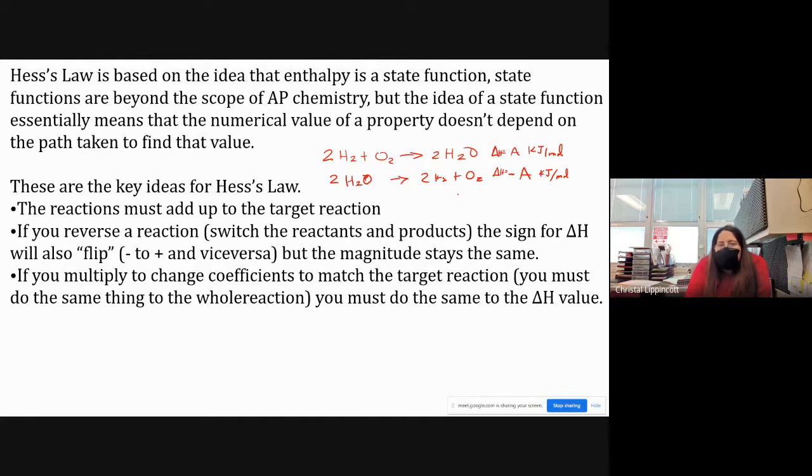Now, sometimes to make this work, you have to multiply to change coefficients to get things to cancel out. Do you remember having to do that previously? Same thing holds true here. Then you end up just multiplying the delta H value by whatever coefficient that was. So if we were to take this and multiply the whole thing by 2, then we would take our A here and multiply it by 2. Easy enough?